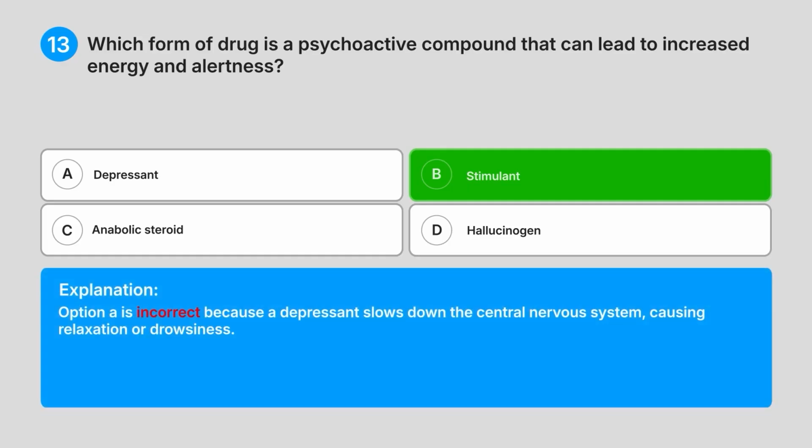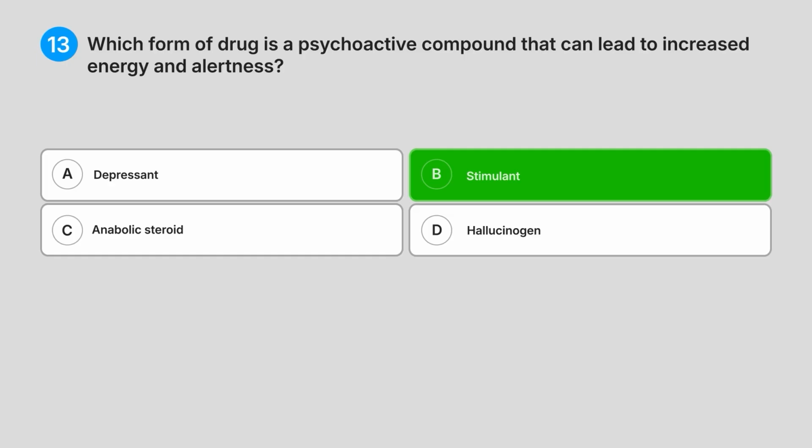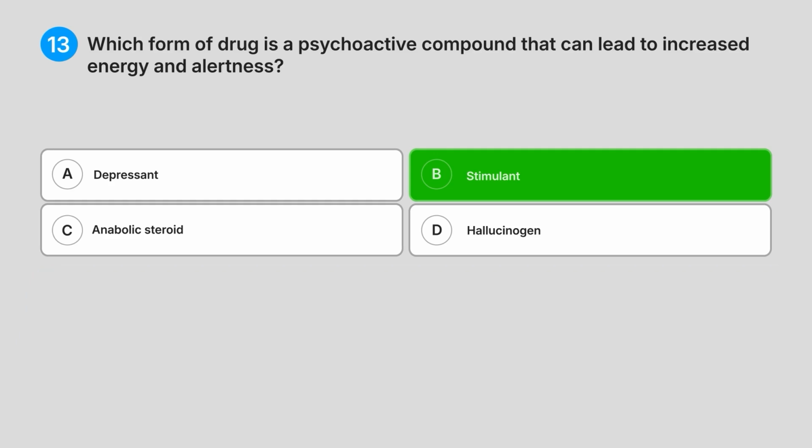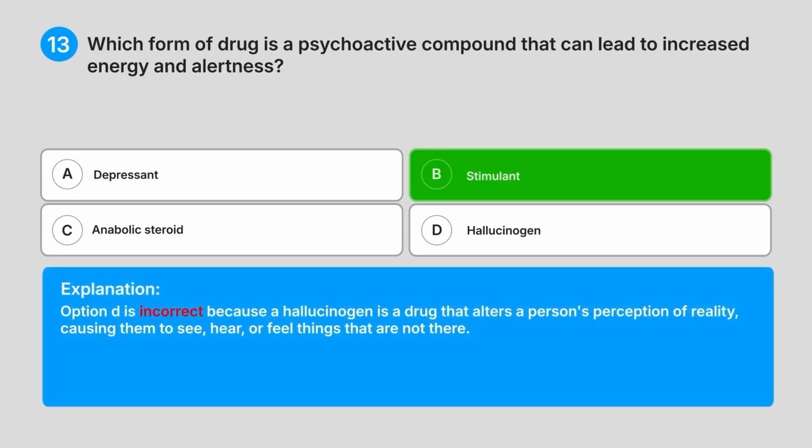Option A is incorrect because a depressant slows down the central nervous system, causing relaxation or drowsiness. Option C is incorrect because anabolic steroids are synthetic hormones used to increase muscle mass and do not primarily act as psychoactive compounds for energy. Option D is incorrect because a hallucinogen is a drug that alters a person's perception of reality, causing them to see, hear, or feel things that are not there.